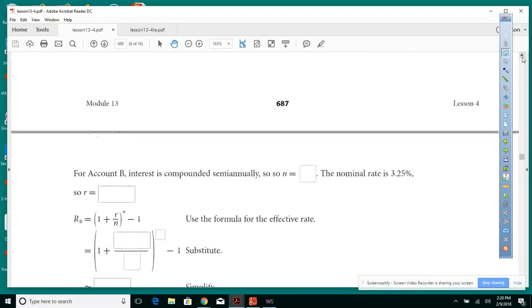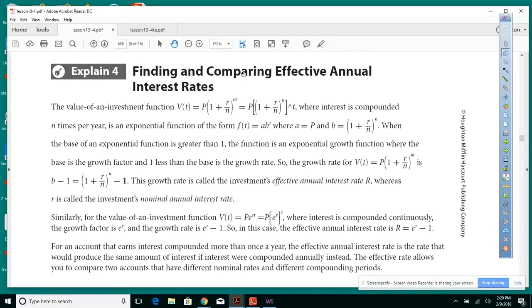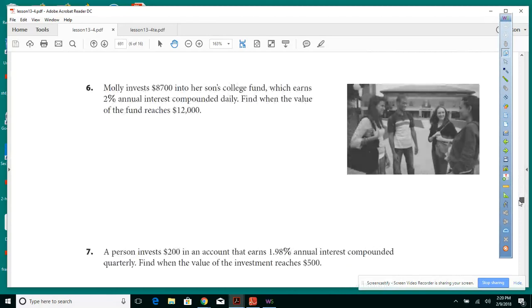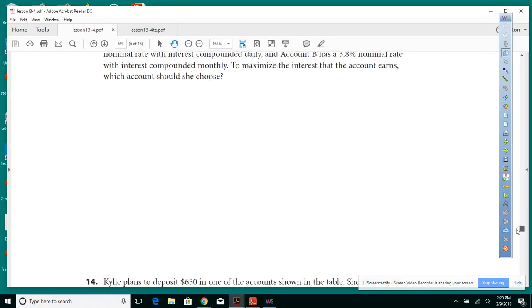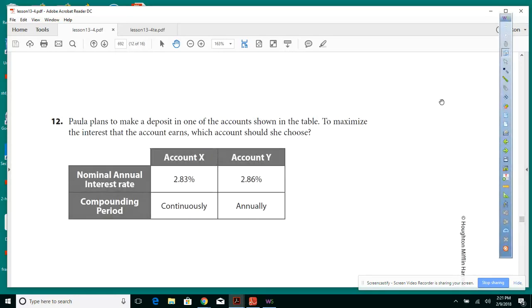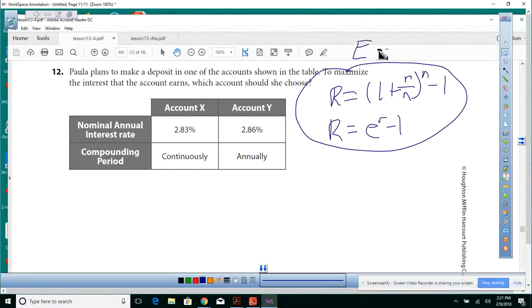There's your example. And it's finding the effective annual interest rate. Because when you compound it more than once a year, the actual rate, if you were compounding it once a year, would actually be more. So we're finding the effective rate, what is actually paying you.